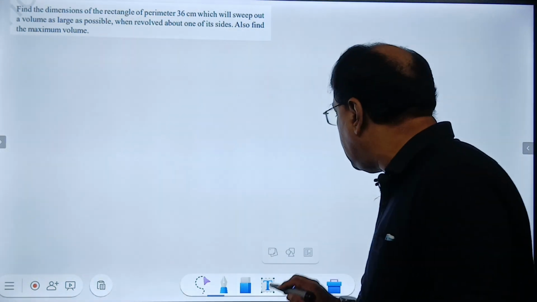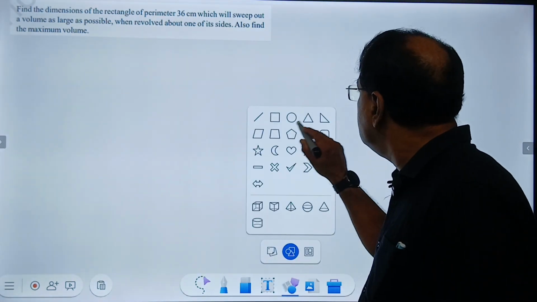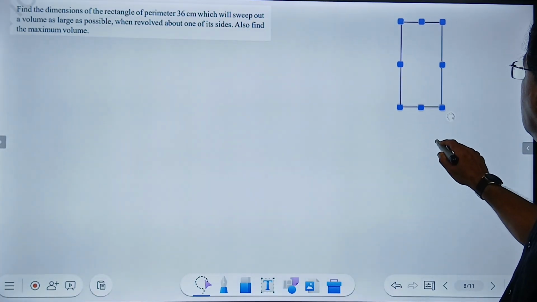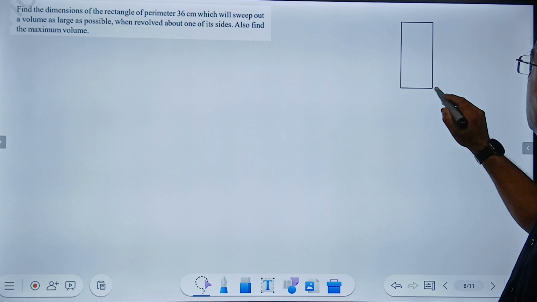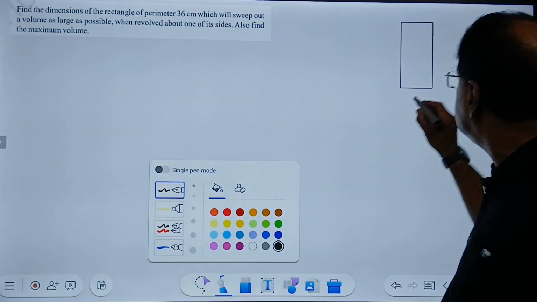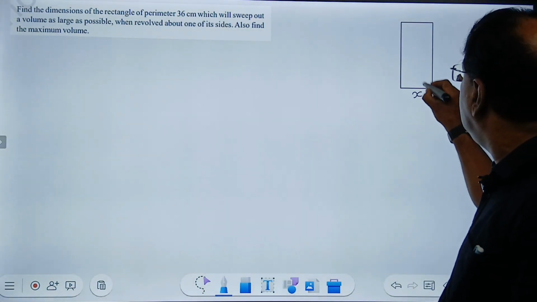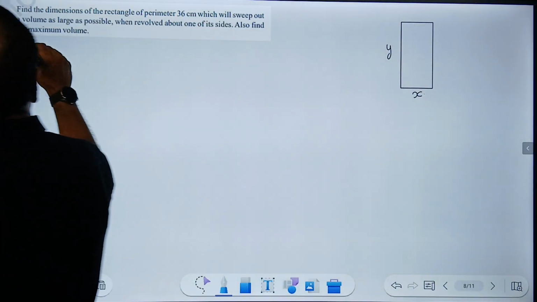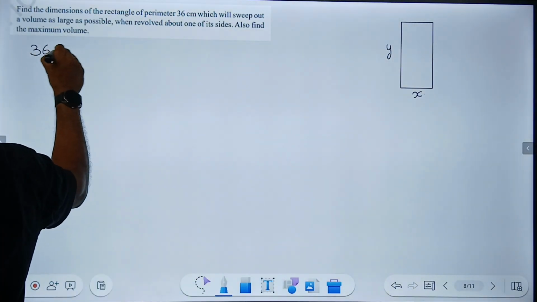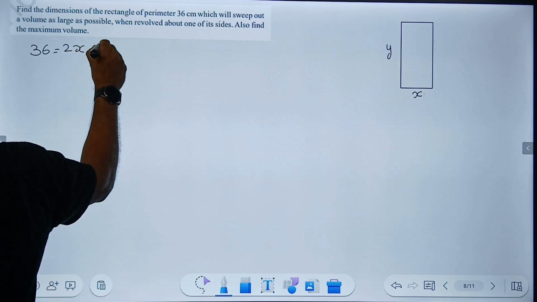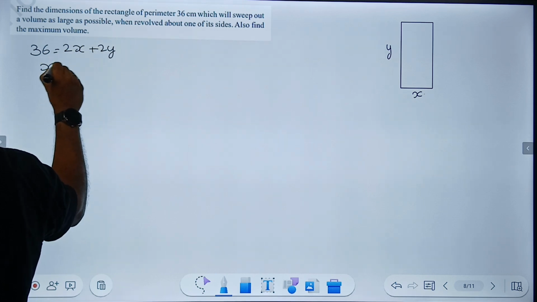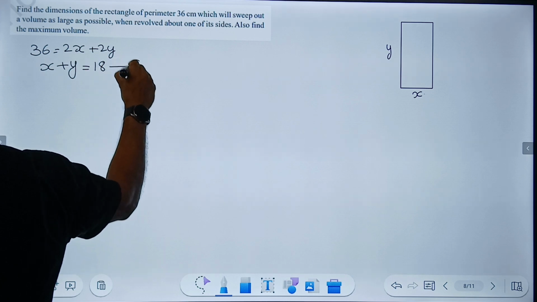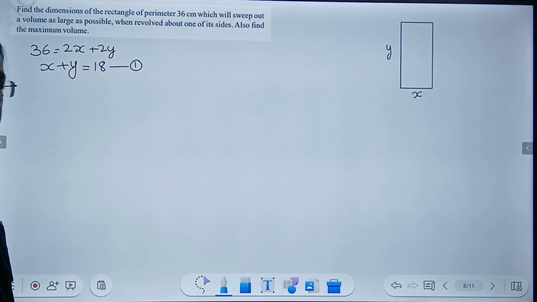So first let me take a rectangle. This is a rectangle. Now I'll take one side as x and the other side as y. So what is given to me? Perimeter. So 36 is equal to 2x plus 2y. So clearly you can see x plus y equal to 18. Call this as 1. x plus y equal to 18.